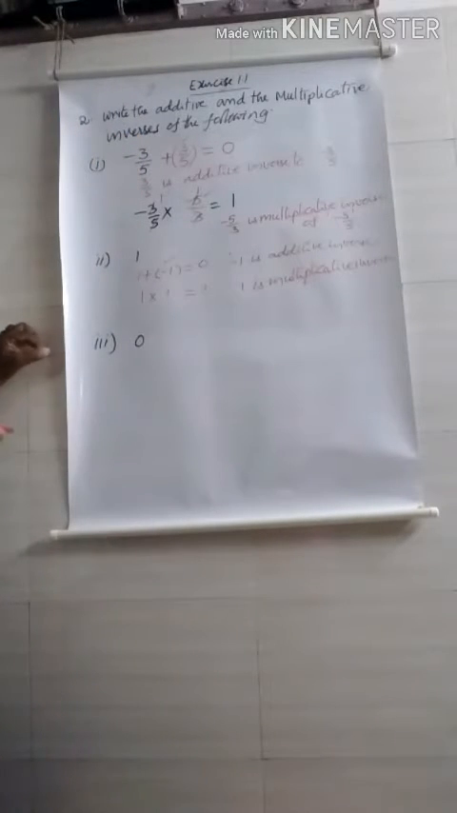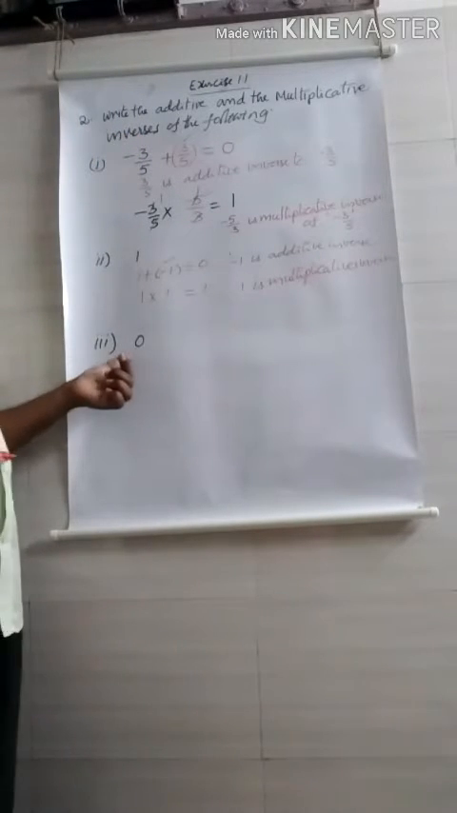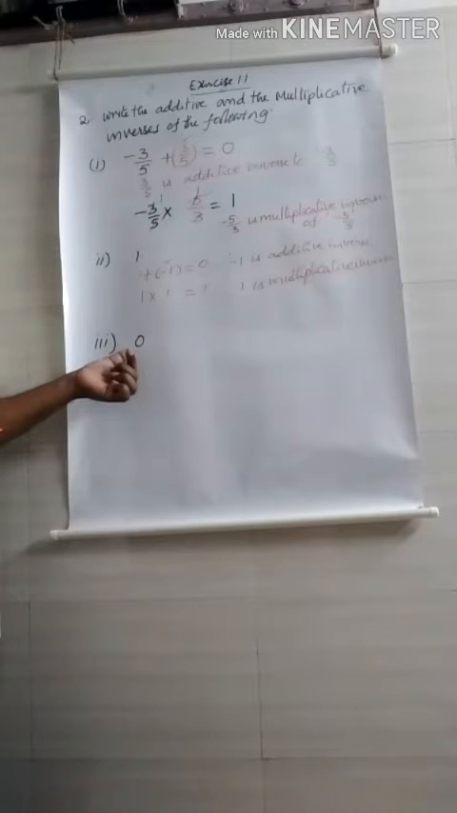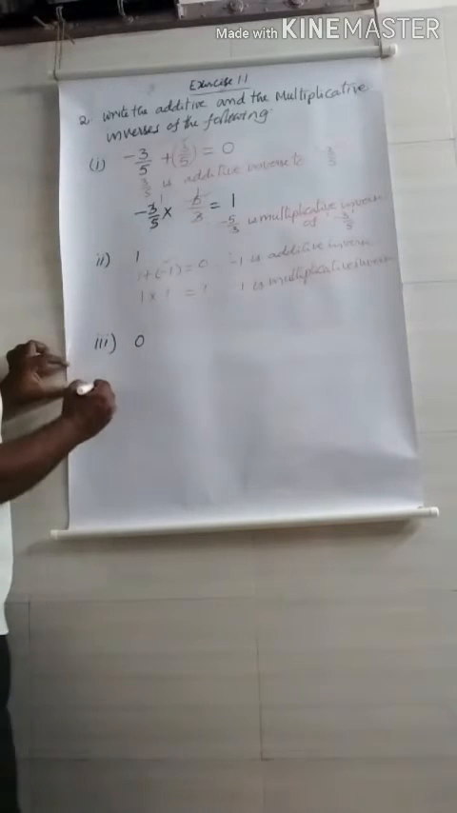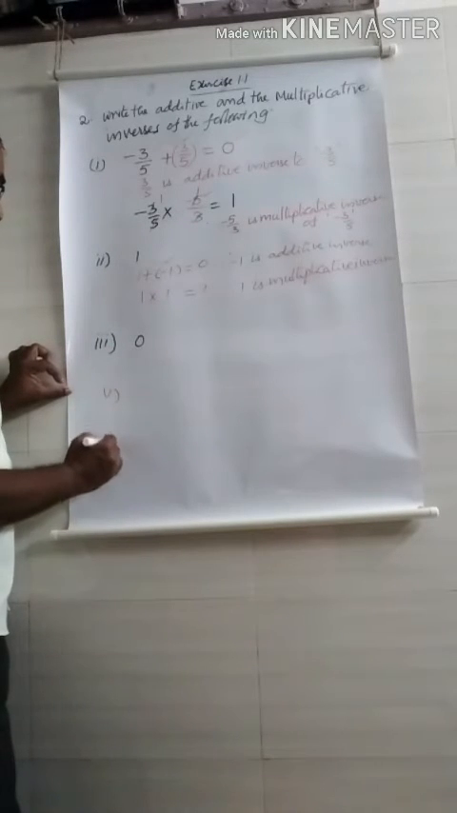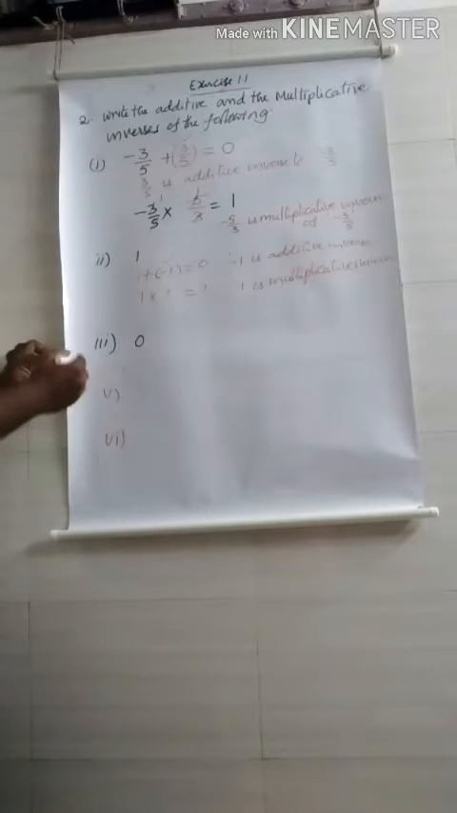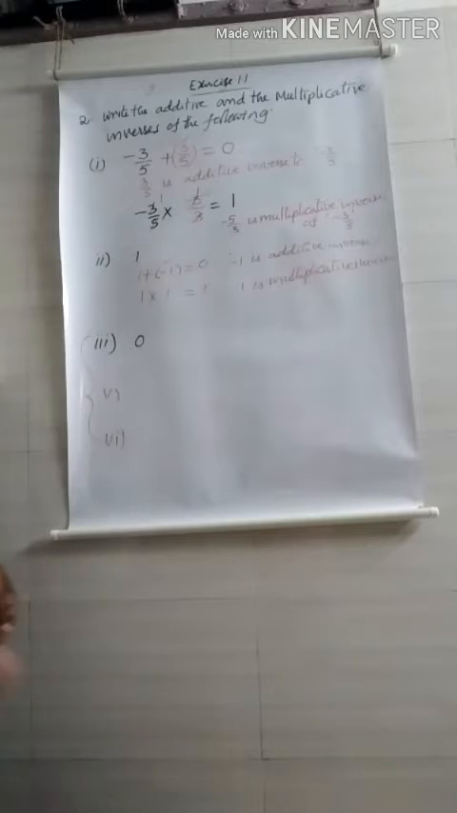Okay. Now you think what is the additive inverse of 0 and what is the multiplicative inverse of 0. These are in the textbook, 5th and 6th also. You think and you do these 3 as homework. Okay.